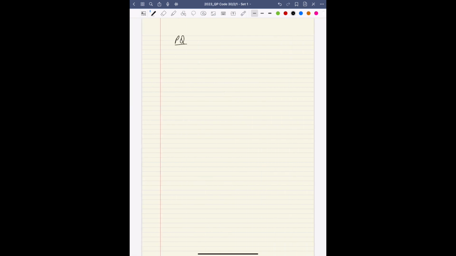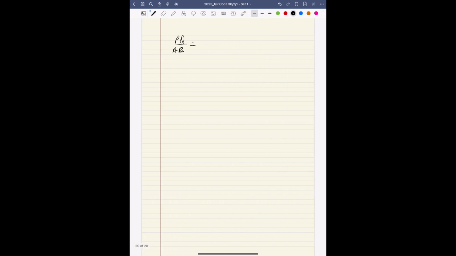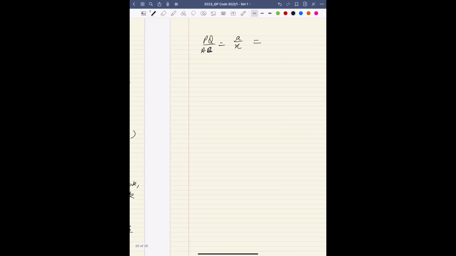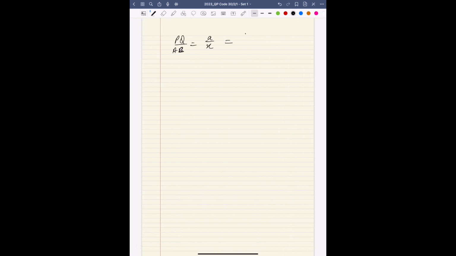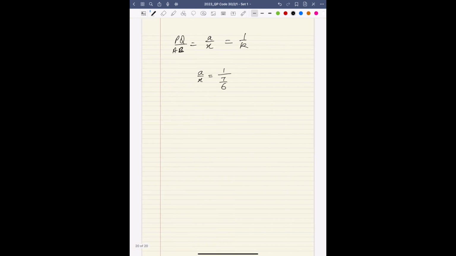So PQ upon AB is nothing but, if you look over here, it is A upon x, right? So A upon x is nothing but 1 by k, right? And the value of k we found already. So the value of k will be nothing but on x will be equals to 1 upon 6 over, sorry, 7 over 6. The value of k will be, okay, let me show you.